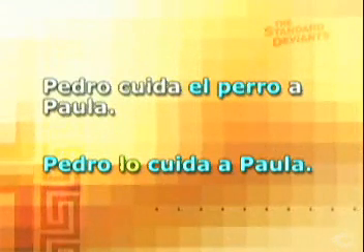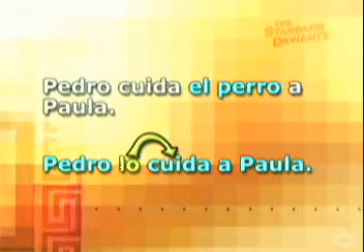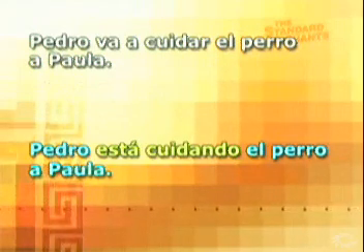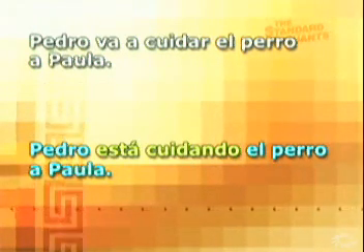While 90% of the time the direct object pronoun goes in front of the verb, occasionally there are exceptions. If you're using a direct object pronoun and the verb in the sentence is in its infinitive form or in its present participle form, then you have a couple choices. Let's go back to our example. Pedro lo cuida a Paula. Okay, here we know we have to put the object pronoun lo right before the conjugated verb cuidar. But what if the verb in our original sentence was in the infinitive form? Pedro va a cuidar el perro a Paula. Or its present participle form. Pedro está cuidando el perro a Paula.